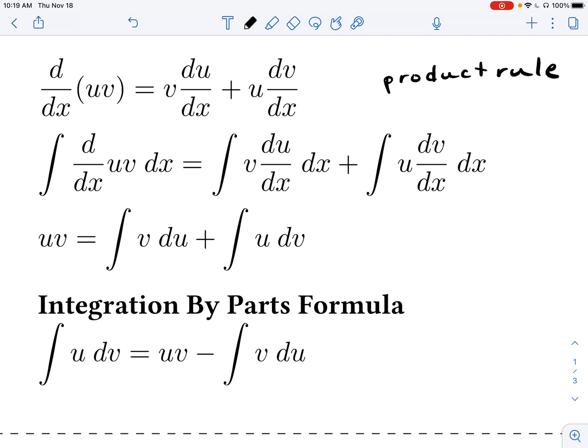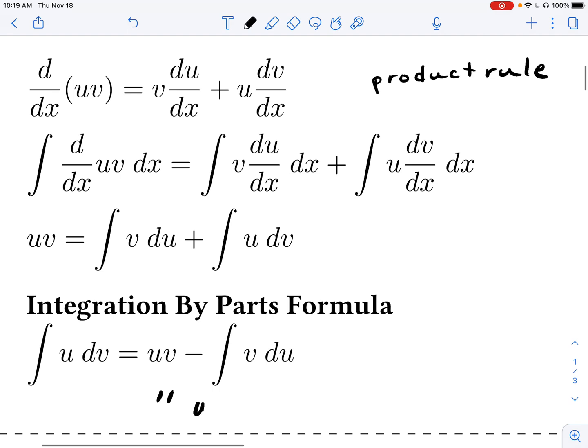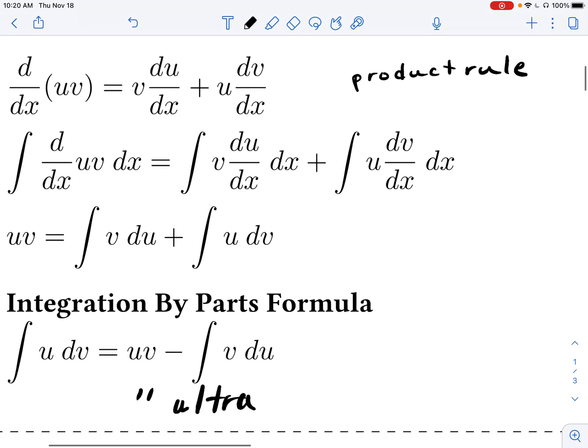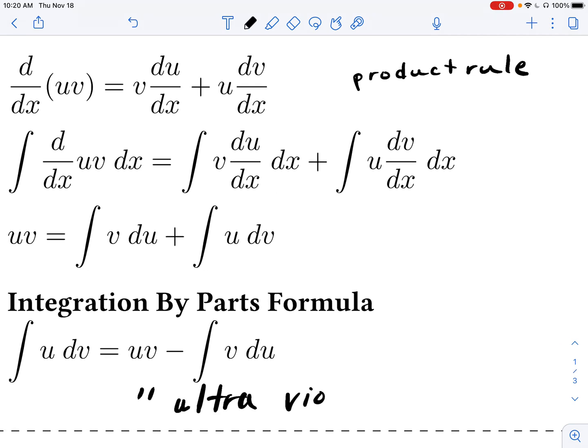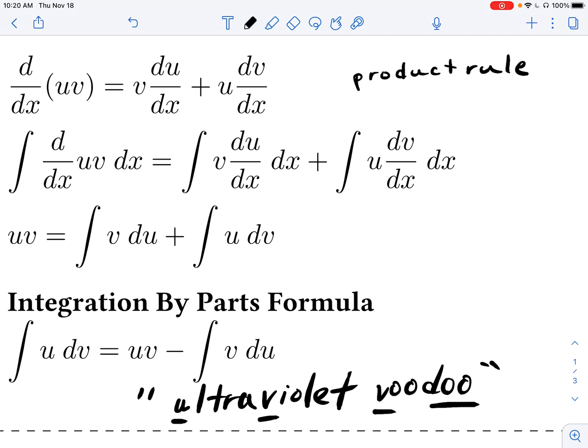And an easy way to remember this formula, something that I'll often tell my students, is the phrase ultraviolet, this should be one word, ultraviolet voodoo, if that helps at all. Right? So we say ultraviolet voodoo to help you remember that structure there. So to find the integral of u times dv, it's equal to uv minus the integral of v du.